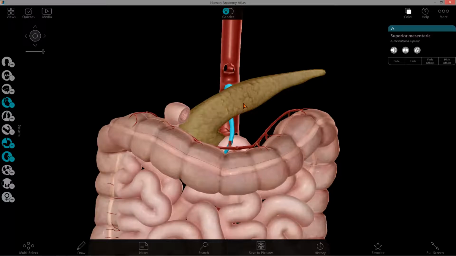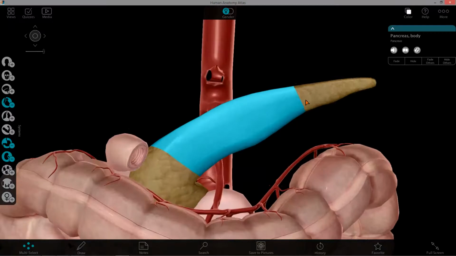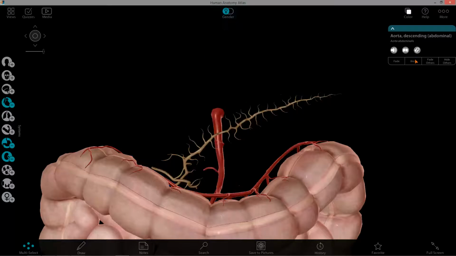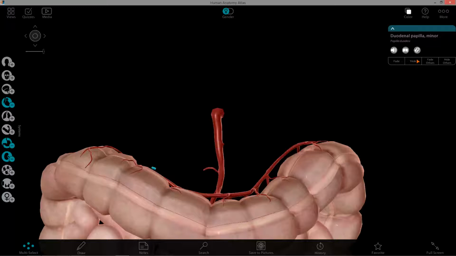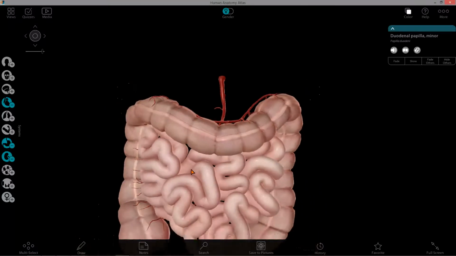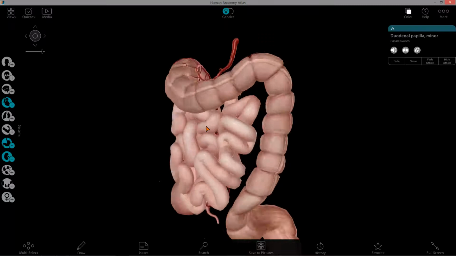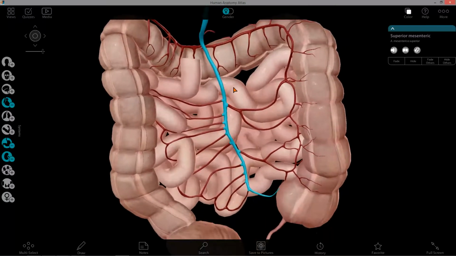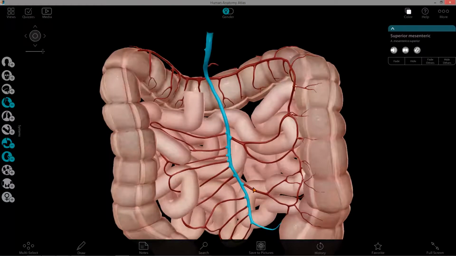Now, I'm going to go ahead and remove these, not the superior mesenteric artery, as that's everything that we're looking at, but I'm just going to remove the duodenum and the celiac trunk, and the abdominal aorta as well. Hide those. Hide this as well. And then I'm going to show you the posterior view of the large and small intestine and how the superior mesenteric artery is organized. I'm going to go from superior to inferior, going over the unilateral branches of the superior mesenteric artery, okay?